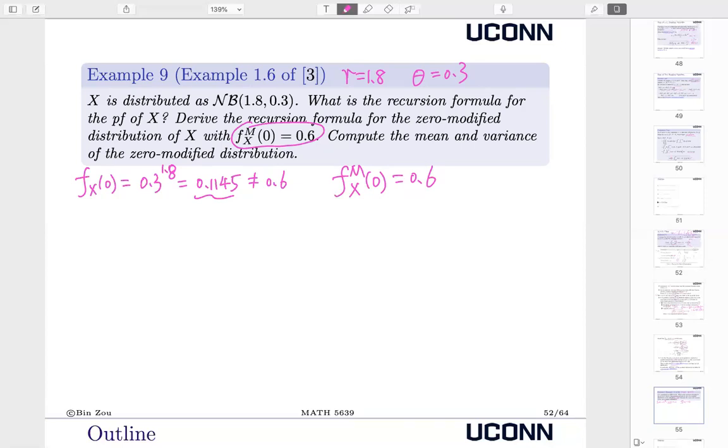The reason to do that is to keep the same recursive formula. Then we have the modification minus the original one, and I get my c to be about 0.4517. So this is my c. Then I want to know the mean and variance of the new modified random variable. Let's call it xm.